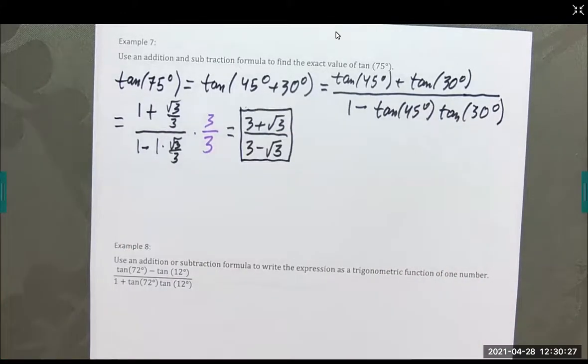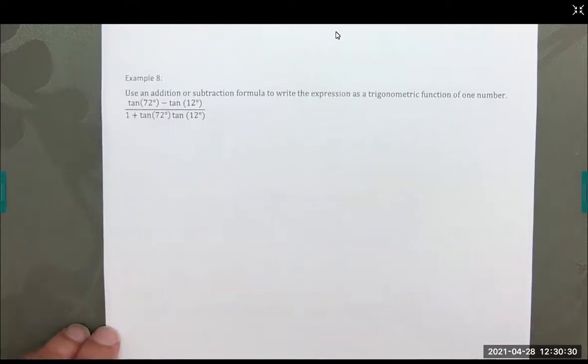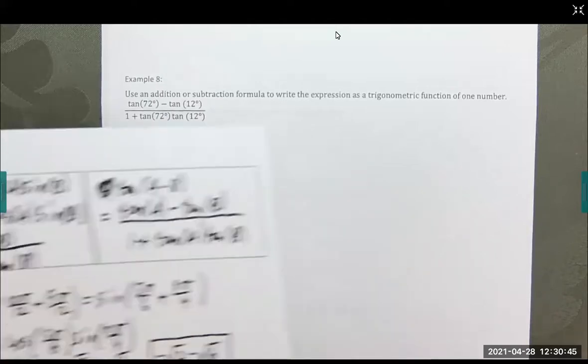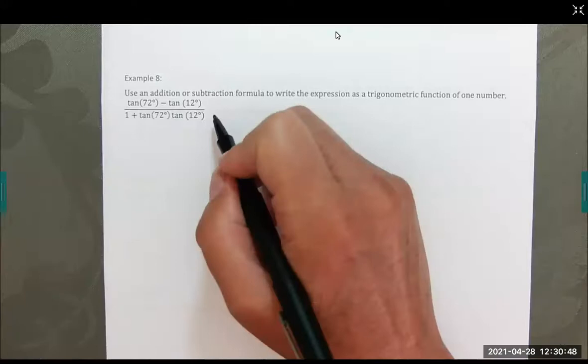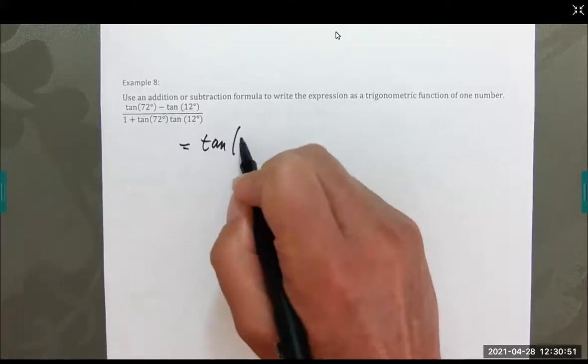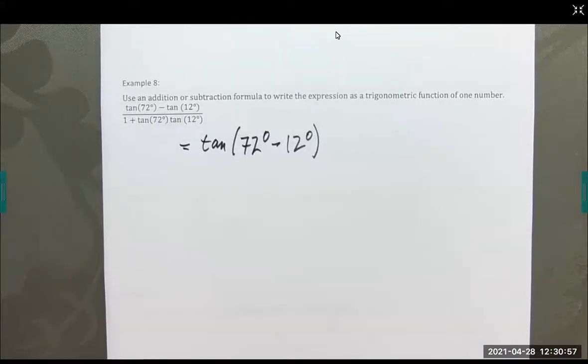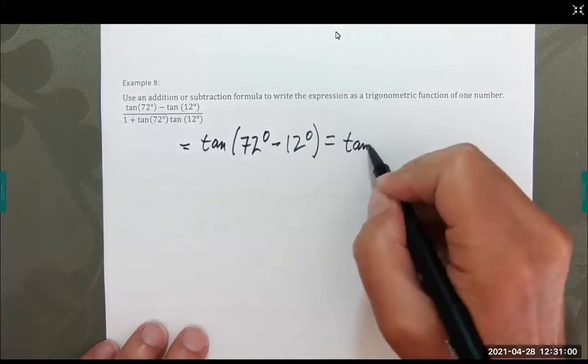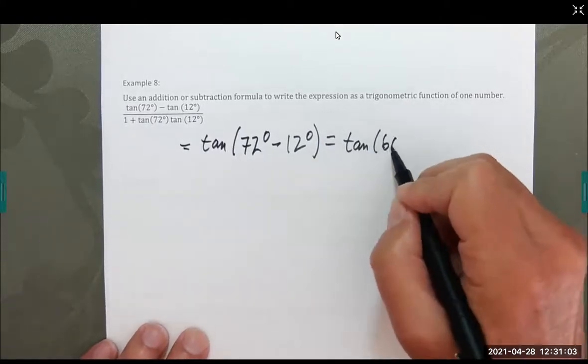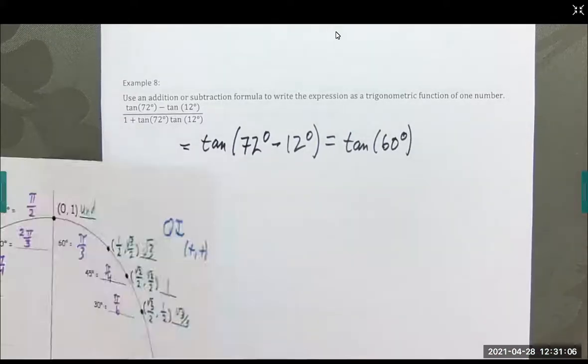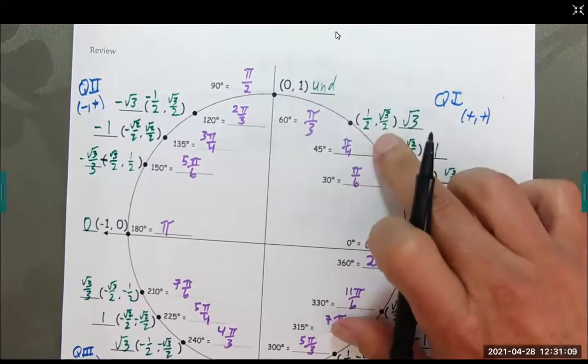All right, last problem for the video. Use an addition or subtraction formula to write the expression as a trigonometric function of one number. Well, I'm going to notice that I have minus in between, and the minus in between means that I'm going to take a minus b. So this is going to become the tangent of a, which is 72 degrees, minus 12 degrees, which is our b. And it looks like this is tangent of 60 degrees. And tangent of 60 degrees, that's up here, tangent is root 3.